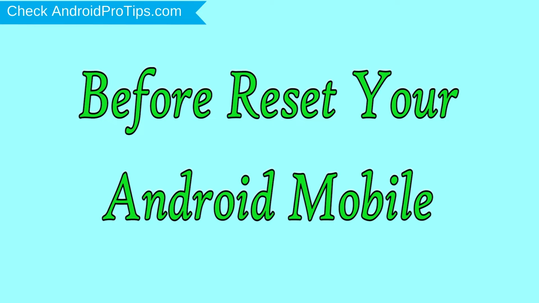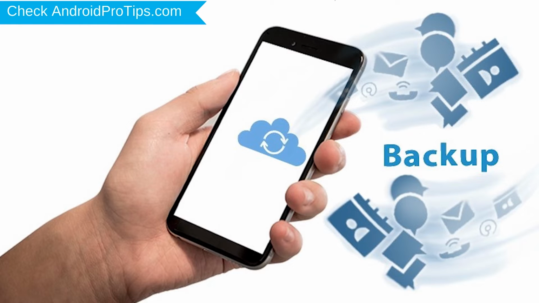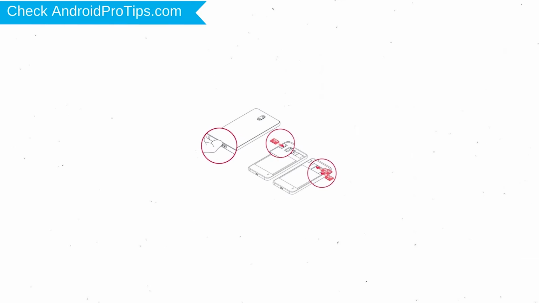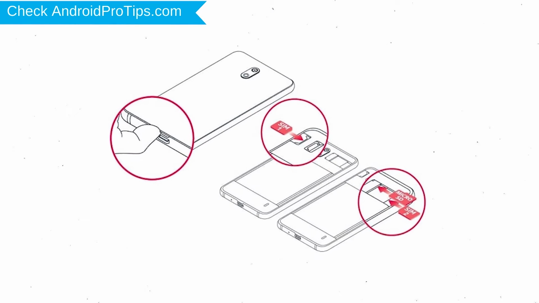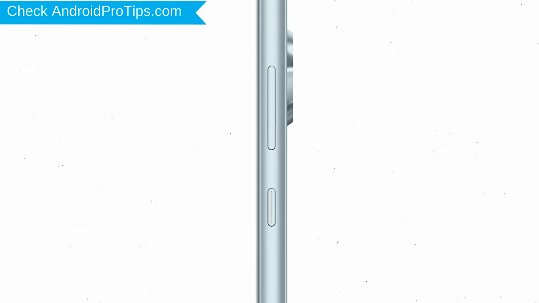Before reset your mobile, charge your mobile if the battery is less than 50%. You need to make sure that the data on your device is backed up so you do not lose valuable photos or documents. Reset deletes all your mobile data, so you better back up all important data and remove SIMs and SD card. Power off your mobile by holding the power button.